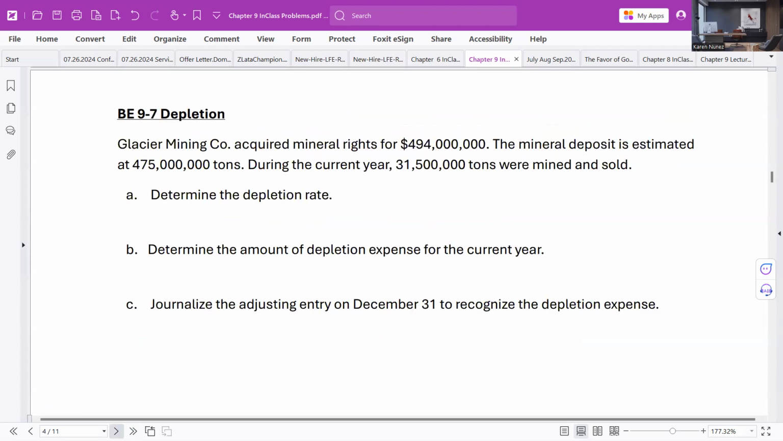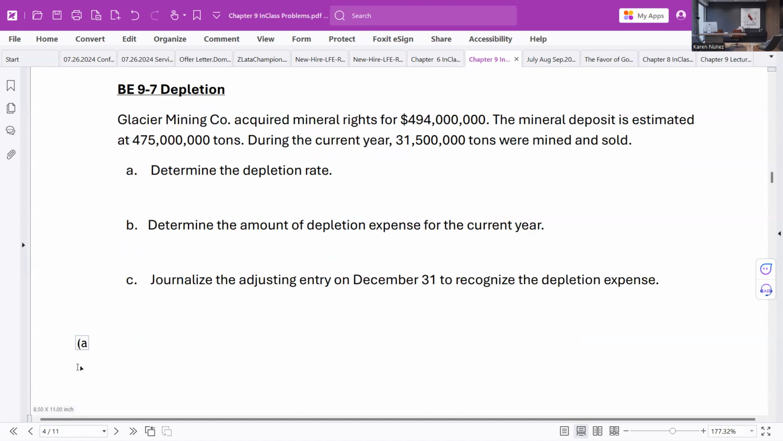Next, let's look at depletion. So we've got some mineral rights that we need to report depletion for. It's a two-step process. We've got to find the depletion rate first. The depletion rate in Part A is going to be equal to the cost divided by the deposit, the amount we think is buried in that natural resource.